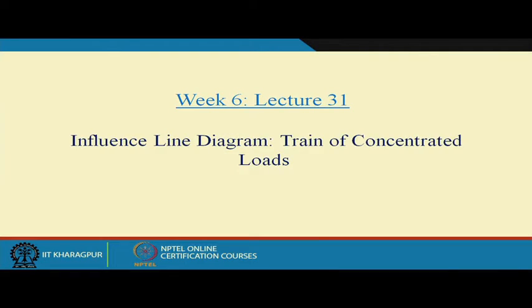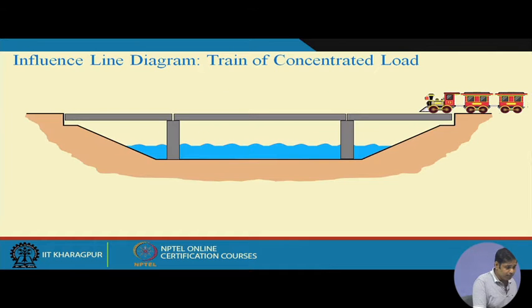What we do today is, if the load cannot be idealized as a uniformly distributed load, if it is a train of concentrated loads moving on the structure, then what could be the critical location for which the internal forces will be maximum in the beam. So today's topic is the influence line diagram for a train of concentrated loads. But before that, let us first describe the problem.